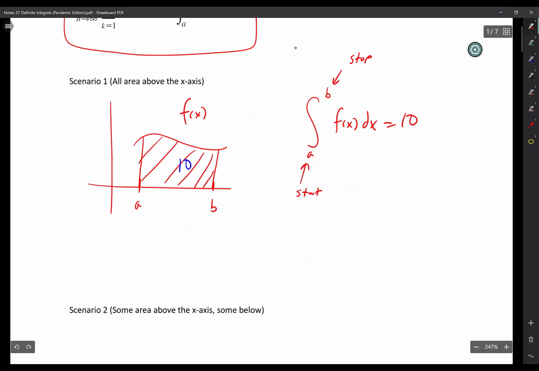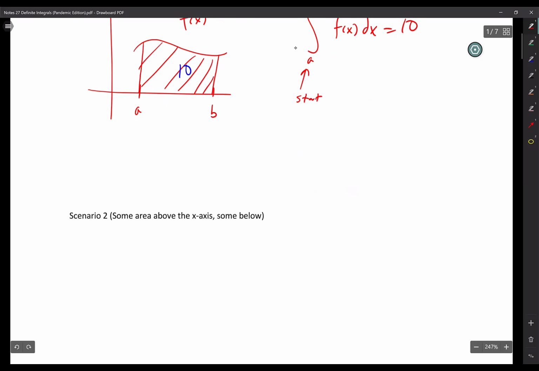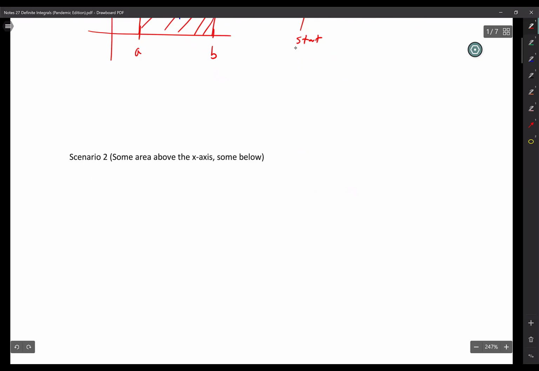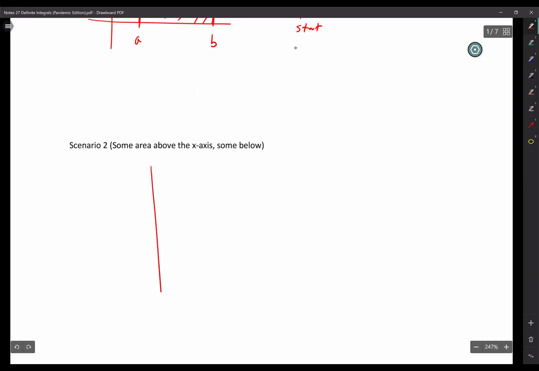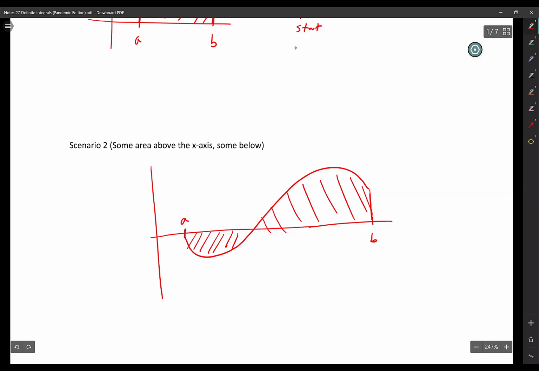All right, scenario two. Some area above the x-axis, some below. All right, so I'm going to exaggerate quadrant one and quadrant four. And I'm going to draw a little bit below and a little bit above. And I'm going to call this point A. And I'm going to call this point B so I can draw a vertical line. And this is just shaded, and this is shaded. Obviously, the area above the x-axis is bigger.